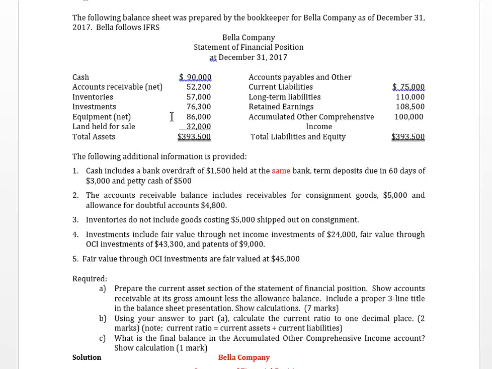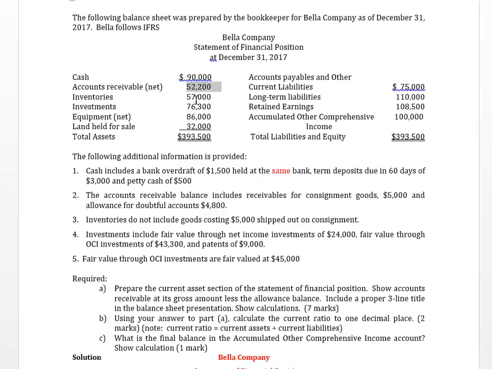Now, with your accounts receivable, we can see, just as we did in the first quiz, we have a balance here of $52,200. What does that mean to us? Well, because it's net, it must be net of the allowance, which is fine, but it includes receivables for consignment goods, and we don't have receivables on consignment goods. So this net value of $52,200 is $5,000 too high. Our net value should really be $47,200. When we get down to the current assets section, we'll show you how we can work through that to get the numbers.